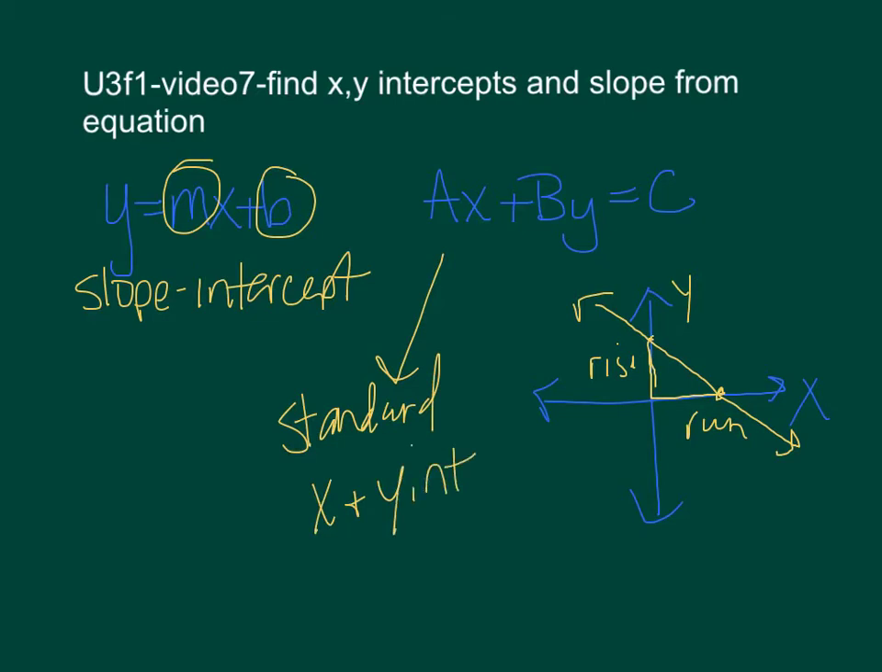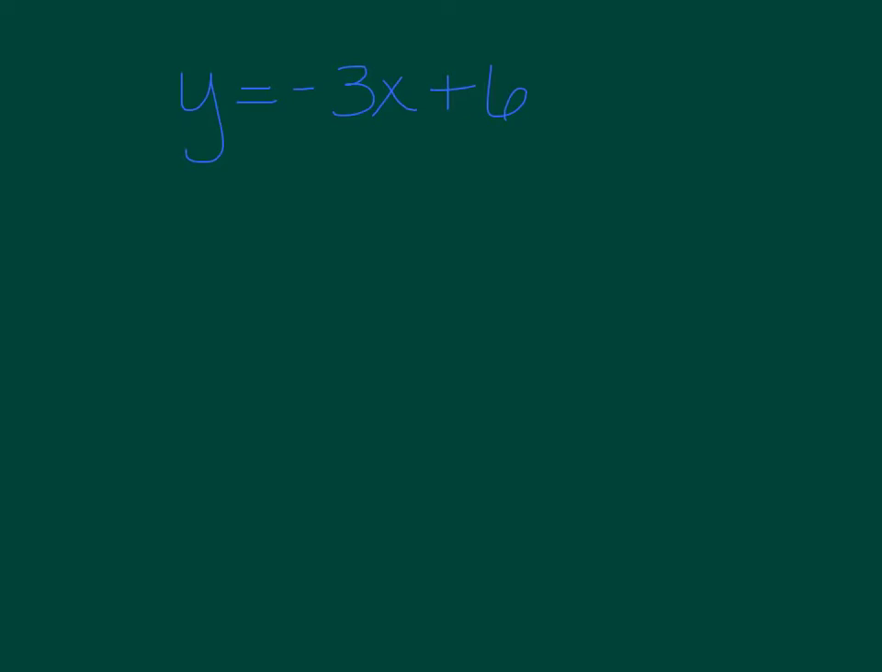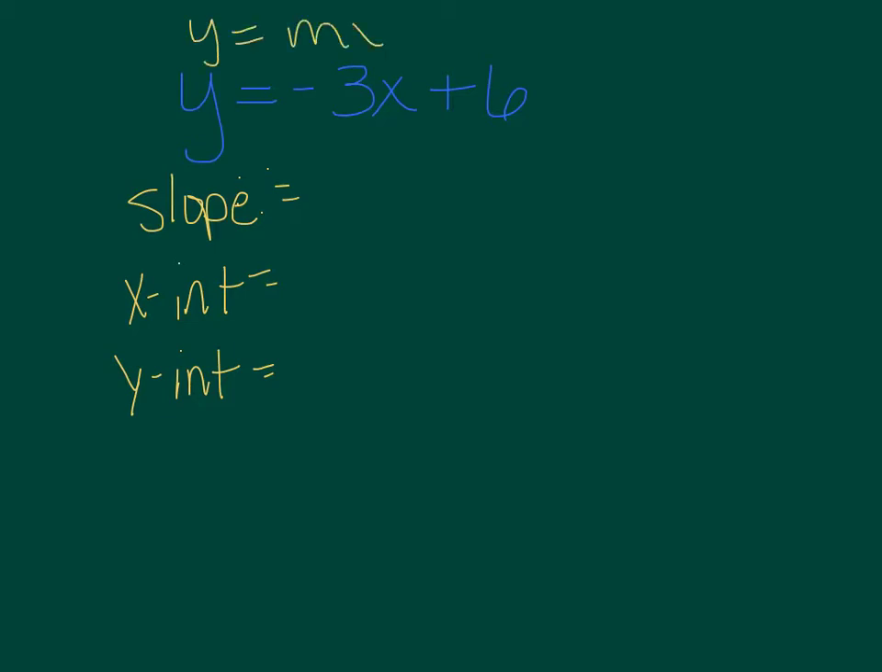Okay, let's try a problem. Now we have y equals negative 3x plus 6. What I'm looking for is the slope, the x-intercept, and your y-intercept. Now this equation is slope-intercept form, so if you remember, it gives us our y-intercept, which is 6, and it gives our slope, which is negative 3 over 1, or negative 3.